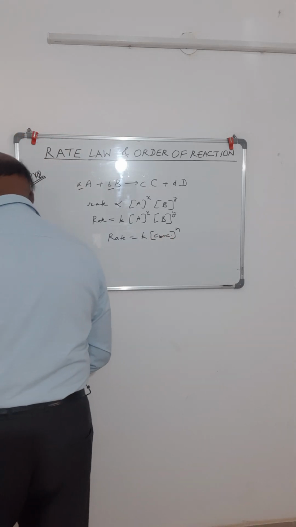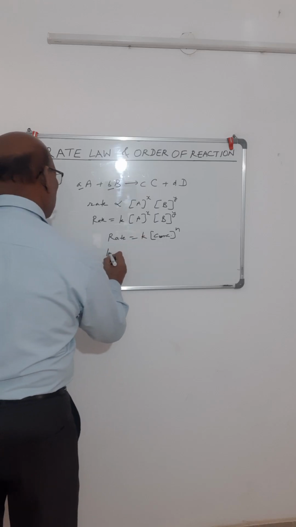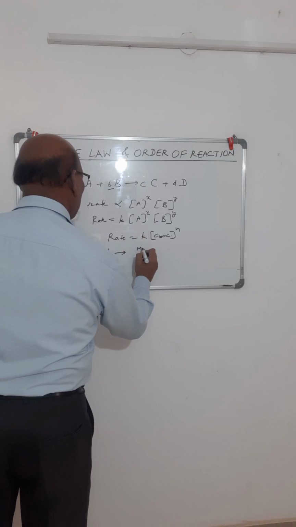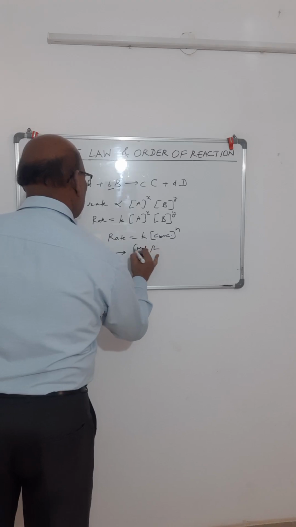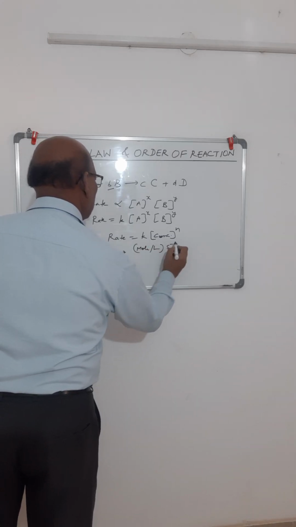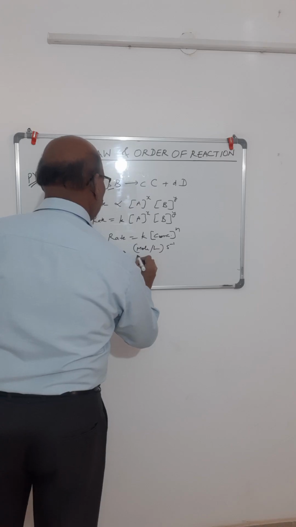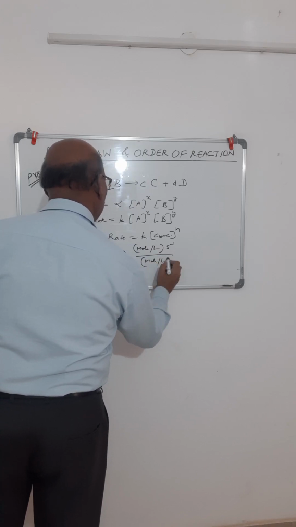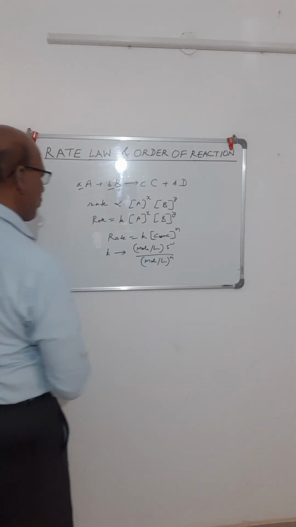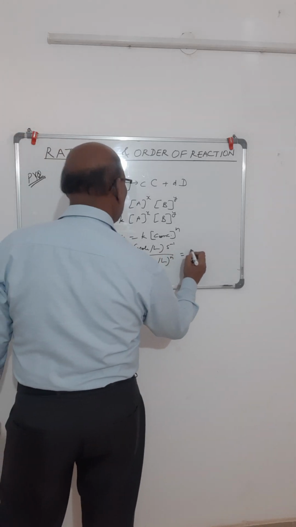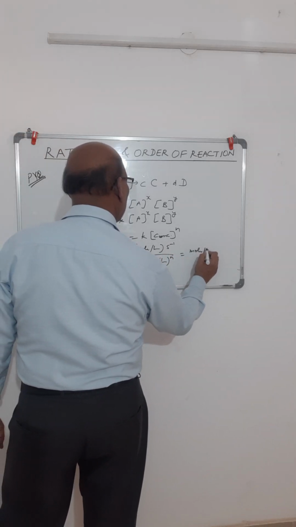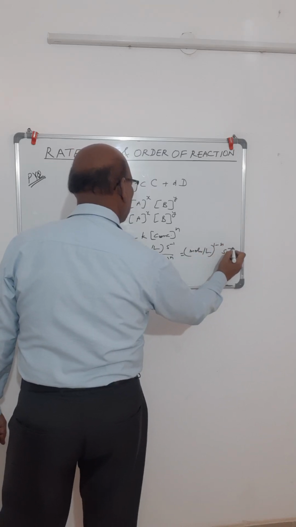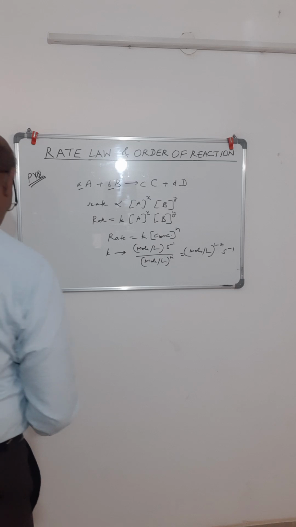Okay. So what will be the unit of k? Unit of k will be unit of rate, that is moles per liter second inverse, divided by moles per liter की power n, that will be moles per liter to the power 1 minus n into second inverse. So that is the unit of k.